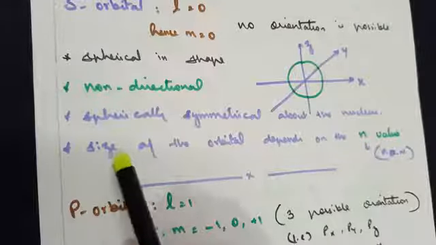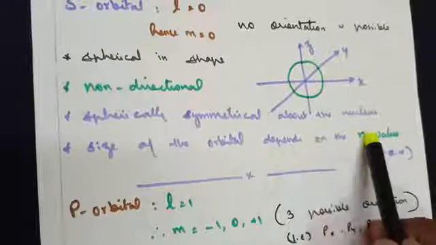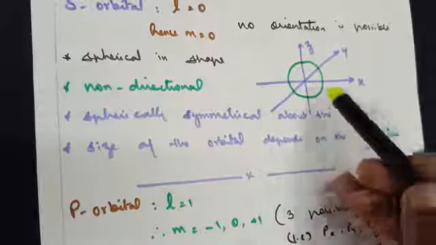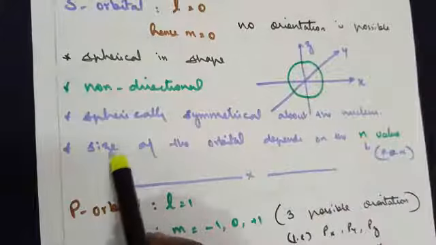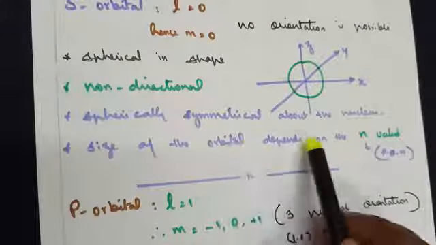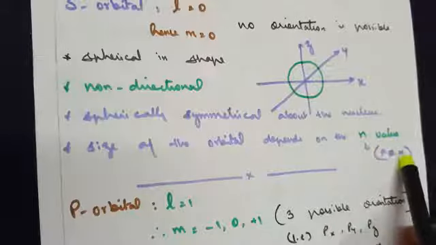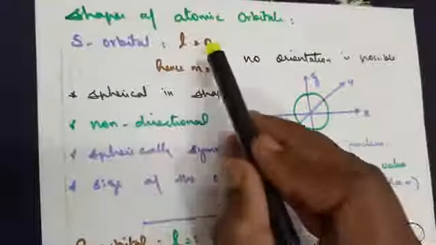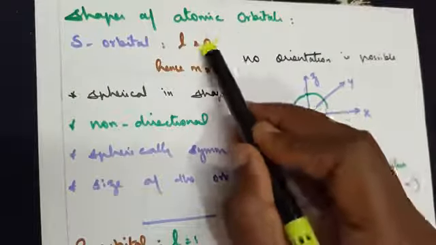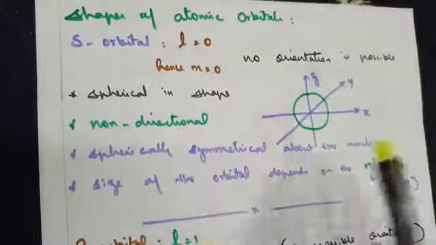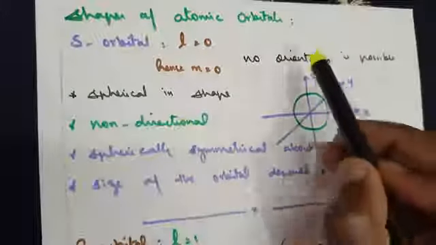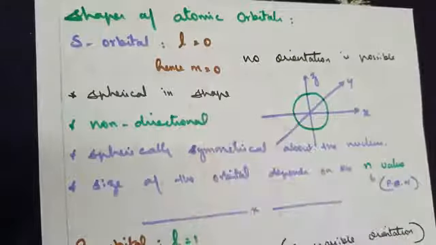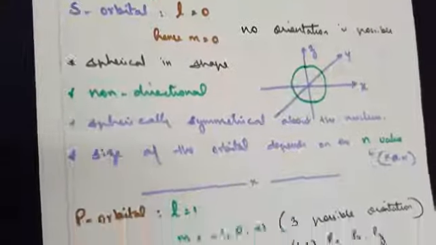The last point: the size of the orbital depends on the n value. If n is equal to 1, only one circle will be there around the nucleus. If n is equal to 5, five circles will be there. So the size of the orbital depends on the n value; n stands for principal quantum number. If they ask you to write a note on the s orbital, write down the azimuthal value and magnetic quantum number value, give the structure, write whether it exhibits orientation or not, and what shape it is, and that the size of the orbital depends on the n value.